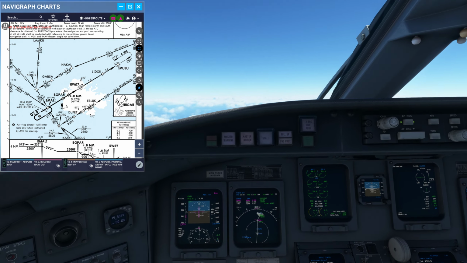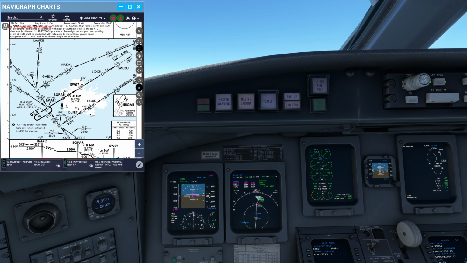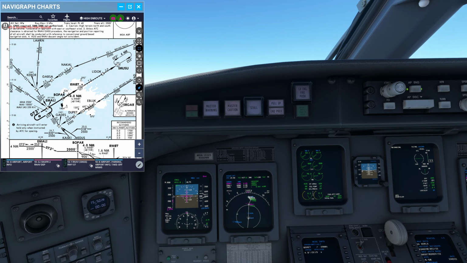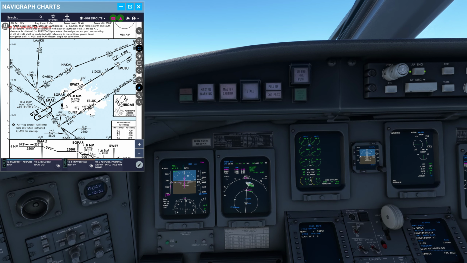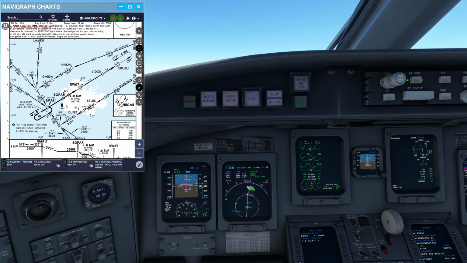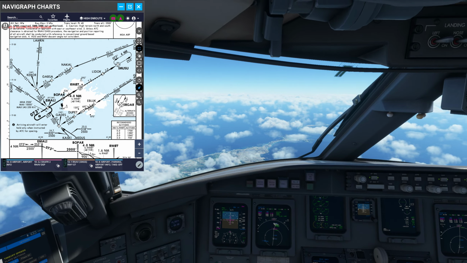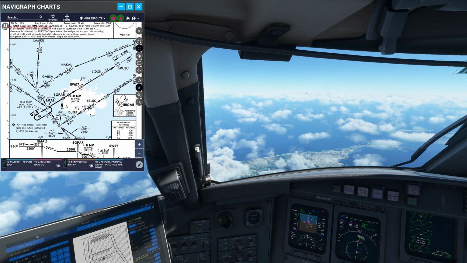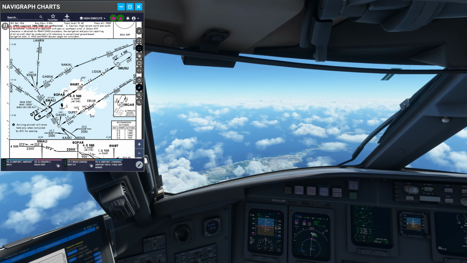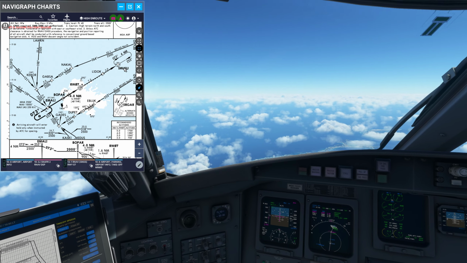Remember, holding pattern entries are not regulatory. You can enter a holding pattern however you please. Only thing that matters is you enter the holding pattern. You are not required to perform a particular type of holding pattern entry. Do whatever you're comfortable with. I am comfortable with teardrop entries. All right.